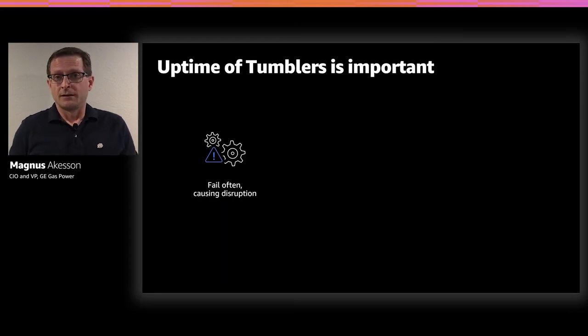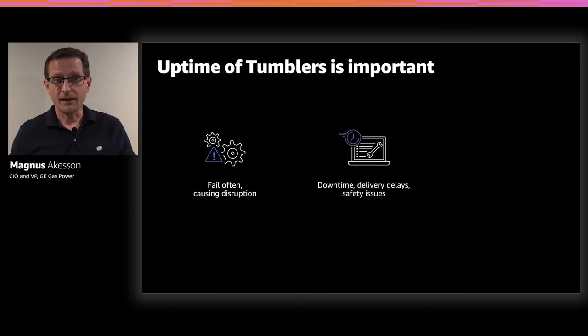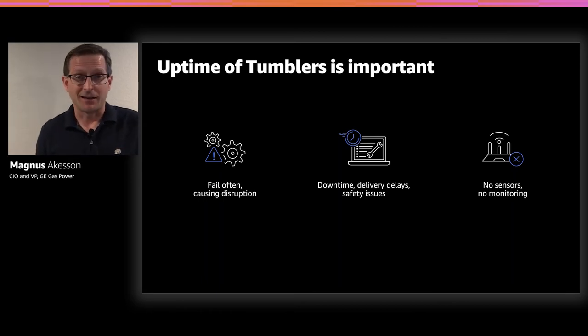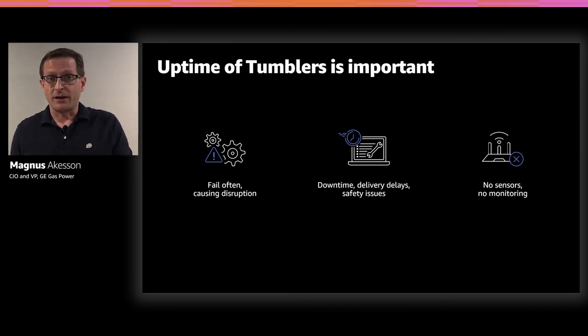And so, given the environment, these tumblers tend to be very, very failure-prone. And anytime anything fails, it impacts tact, it impacts delivery schedules. Sometimes it can be a pretty big safety hazard. And also these tumblers, like many, many machines that we have in our network, are old. They're from the 70s or the 60s. There's no control systems. They're not connected. There's no sensors embedded in a tumbler.